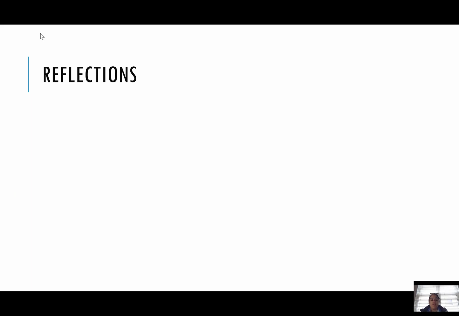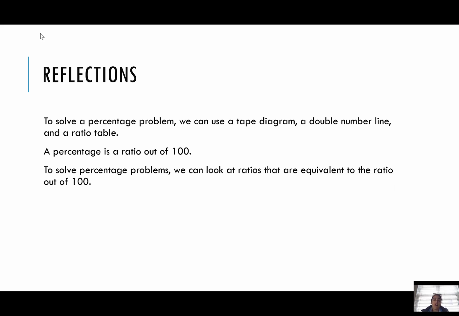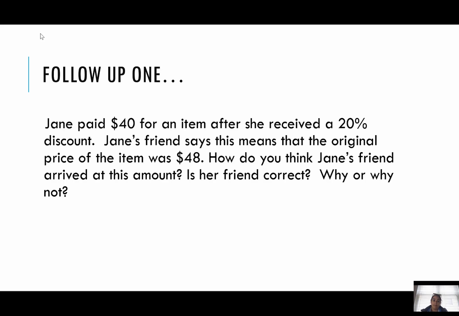All right, so now that we've finished this problem on percentages with the test, here are some of my reflections. To solve a percentage problem, we can use a tape diagram, a double number line, and a ratio table. A percentage is a ratio out of 100. So we're just looking for equivalent ratios that are equal to a ratio out of 100. To solve percentage problems, we could look at ratios that are equivalent to the ratio out of 100.